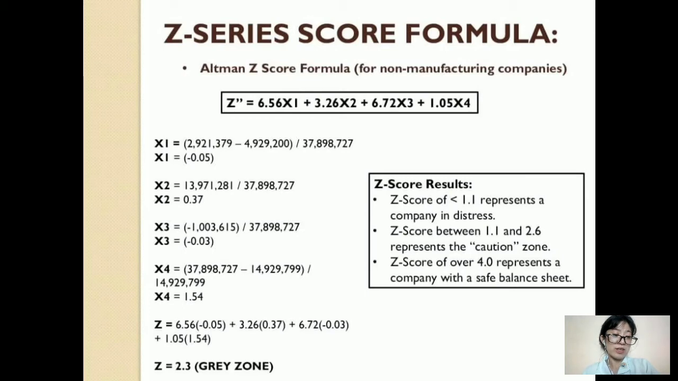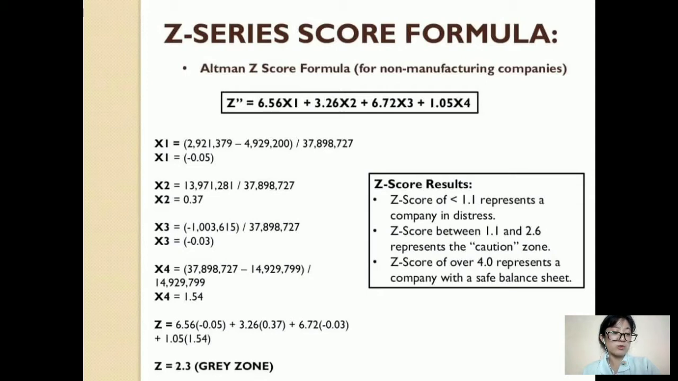To solve for x1, we need to divide the working capital by the total asset. To solve for the working capital, you need to subtract the total current liability, which is 4.9 million, from the total current asset, which is 2.9 million, then divide it by 37.8 million of total asset. So the value of x1 is equal to negative 0.05.